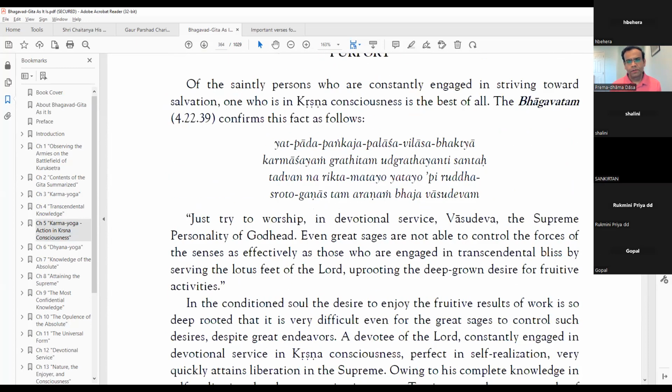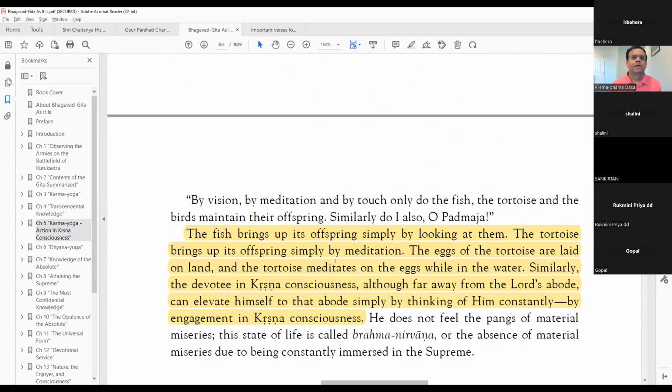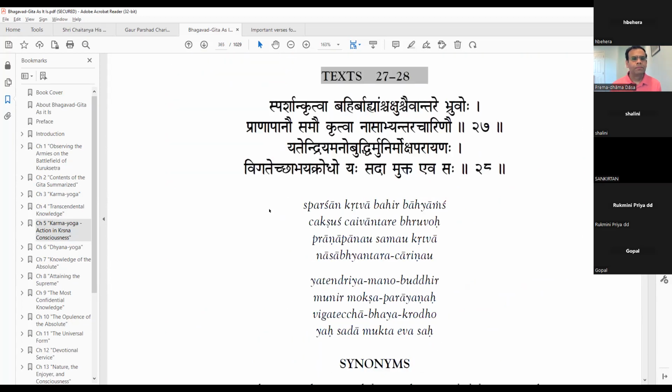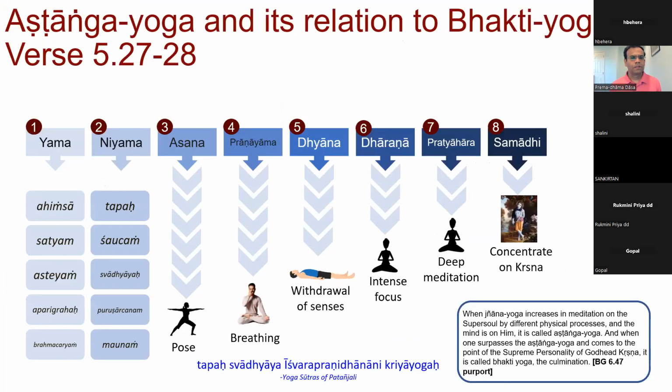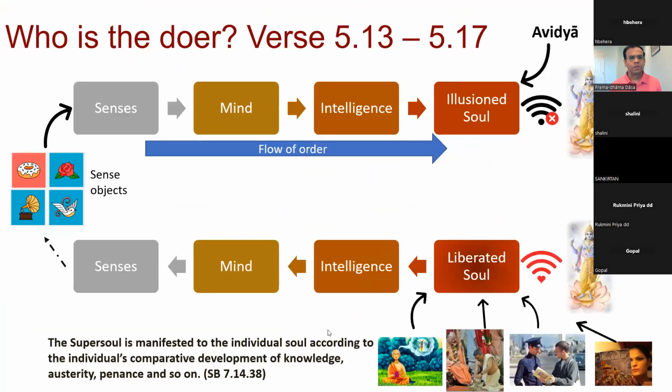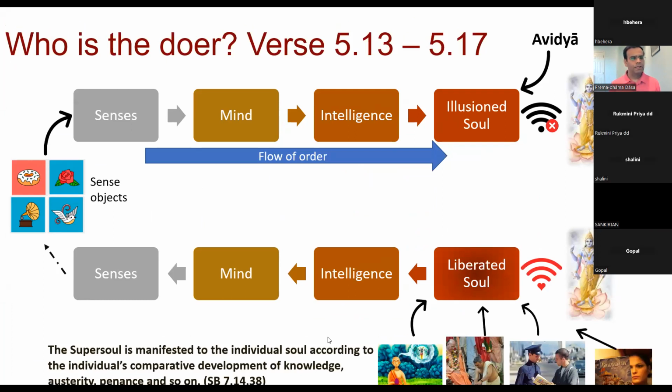Okay, so we'll get on to 27 and 28. Anybody remembers what we discussed the last time? What was the topic that we brought forth? Slides. Anything?